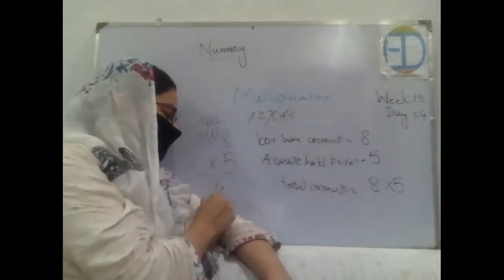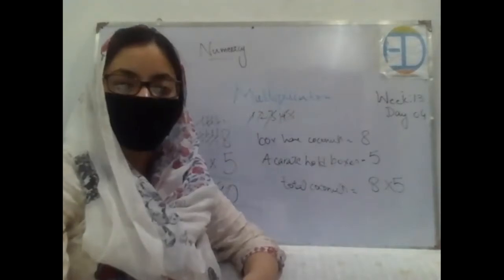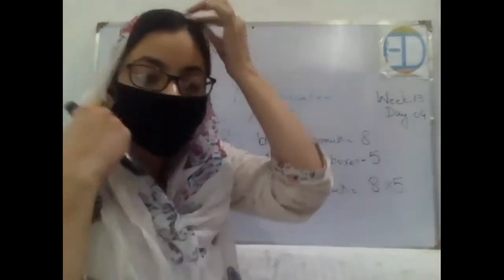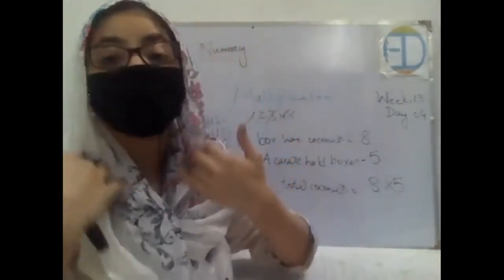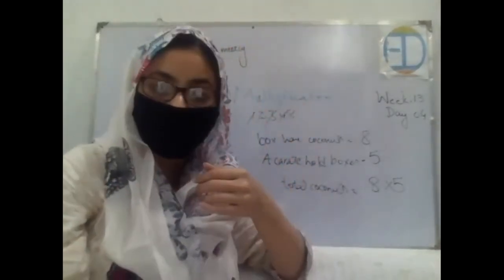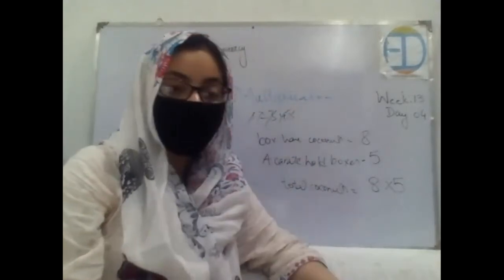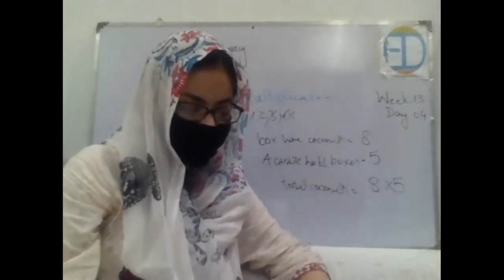So this means that 8 times 5 is 40. So a crate holds a total of 40 coconuts. Got it? Okay. Now let's look at this next statement.